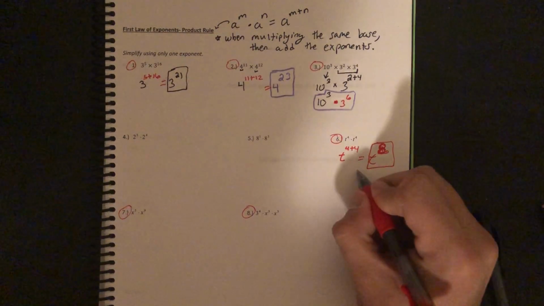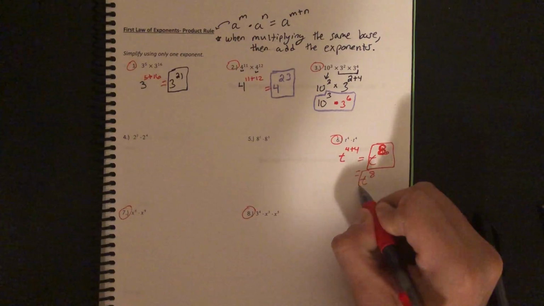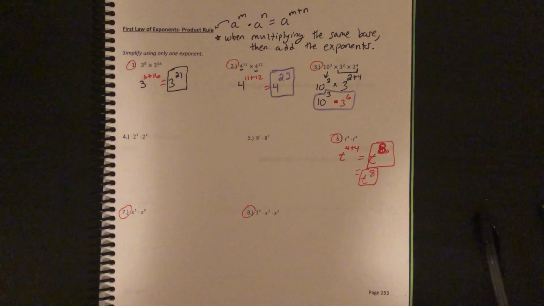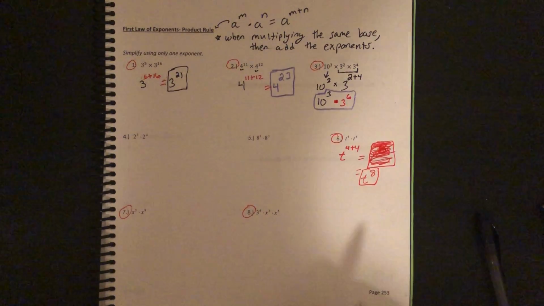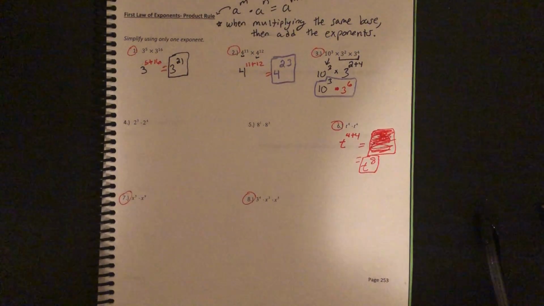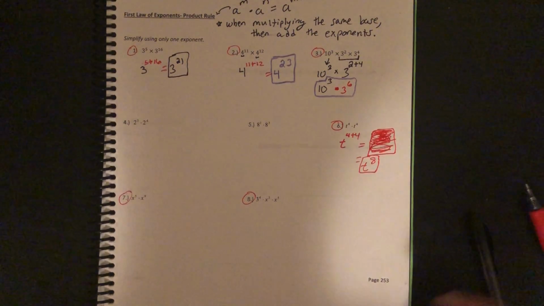Yeah, it should be 8. Because you're adding the exponents, you will get t to the power of 8. There we go. Let me just mark this out so we won't get confused. Sorry about that. I was multiplying the exponents for some reason, and that's a very common mistake, okay? Let's move on to number 7.